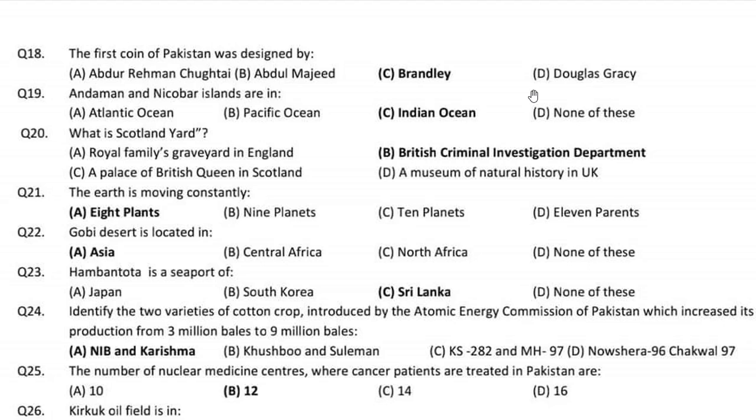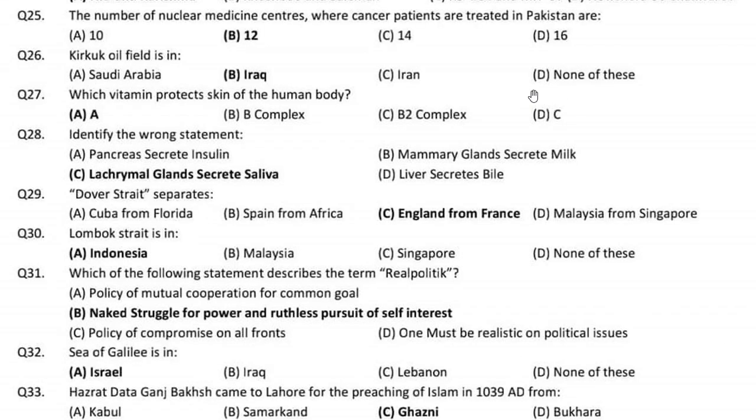Identify the two varieties of cotton crop introduced by the Atomic Energy Commission of Pakistan, which increased its production from 3 million bales to 9 million bales. Option A, Nibge and Karishma. The number of the nuclear medicine centers where cancer patients are treated in Pakistan are option B, 12. Kirkuk oil field is in option B, Iraq.